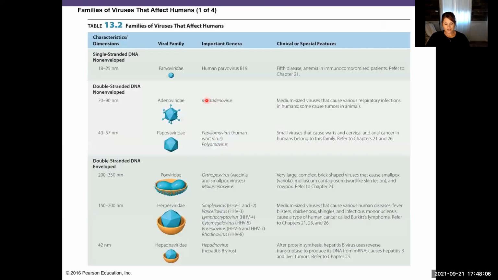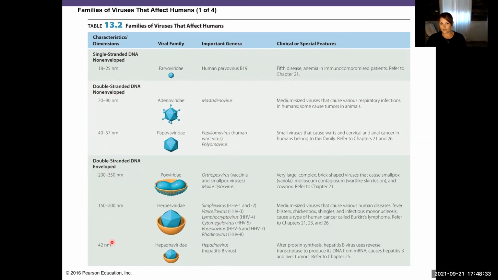All right, so the next few slides, you guys, I just wanted to show you some examples of viruses and just show you how they're categorized, right? So you should know what everything on the left side means. Single-stranded DNA non-enveloped, right? There's an example. Double-stranded DNA non-enveloped. Double-stranded DNA enveloped, okay? And then here's some examples and some important genera or genuses. The plural of genus is genera. You don't have to know this.